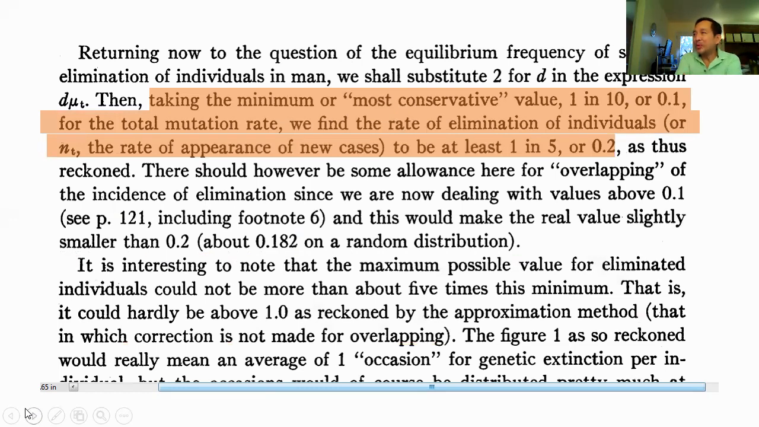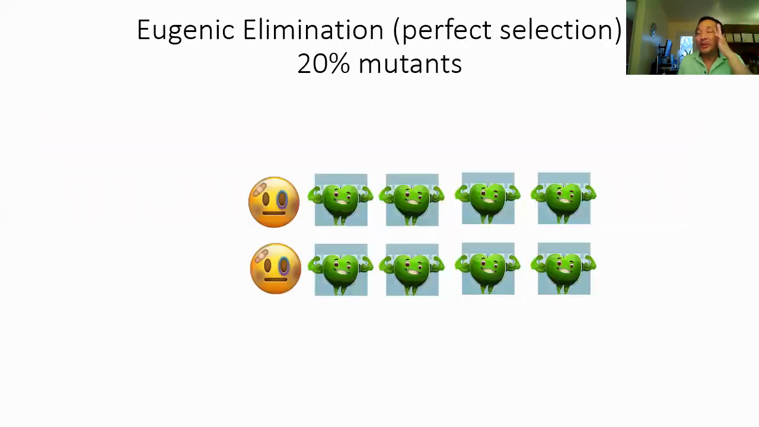Then taking the minimum or most conservative value, 1 in 10 or 0.1 for the total mutation rate, we find the rate of elimination of individuals, or NT, the rate of appearance of new cases, must be at least 1 in 5 or 0.2. I'm sorry, I'm not going to bother to explain this because it's really involved, but I wanted to point out that the number 1 keeps appearing, and it's going to be moot however I interpret it in light of the way we understand. I'm going to show how this can be arrived at in a variety of ways.